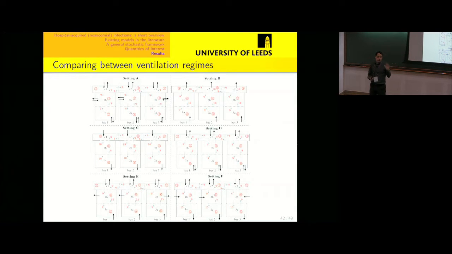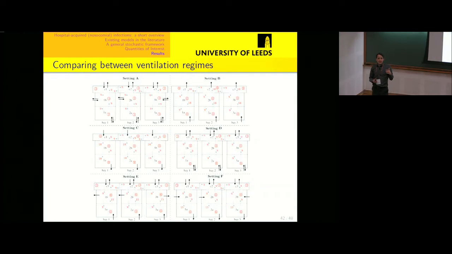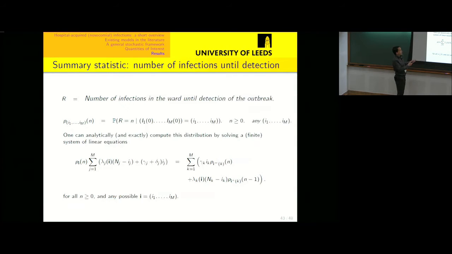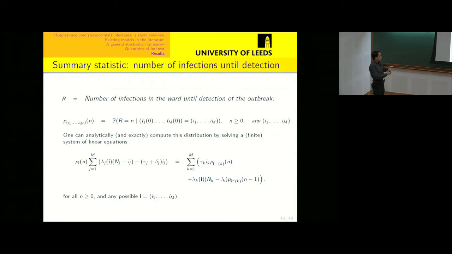Instead of reproduction numbers, here reproduction numbers wouldn't make much sense because individuals don't get infected due to contact, they get infected due to breathing pathogen from the air. But you can propose a different summary statistic. For example, we were proposing this summary statistic, which is the number of infections in the ward until detection of the outbreak. If you imagine that you have some screening policy or individuals are showing symptoms, you can imagine to compute how many people are going to get infected until you realize that you have an outbreak, and how the ventilation setting helps with decreasing this number, or can help with decreasing this number.